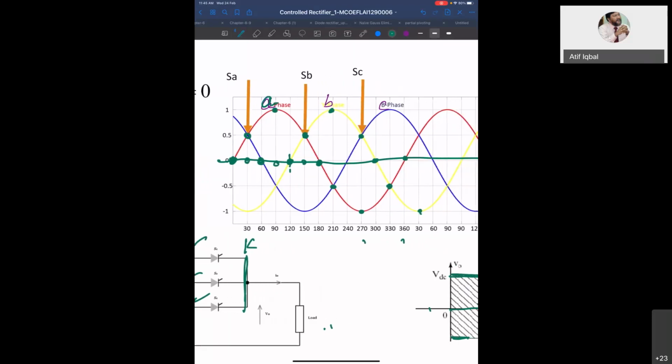Now this I call phase A, this phase B, and this phase C. If you look here, from this point onward, phase A is highest. Phase A is highest from here to here. From here to here, phase B is highest. And from here to here, phase C is highest. That means this will be my original alpha equal to 0 for starting thyristor 1. This will be my 0 alpha. If it is a diode-based rectifier, straight away, you have seen that in half-wave, this is half-wave diode-based.